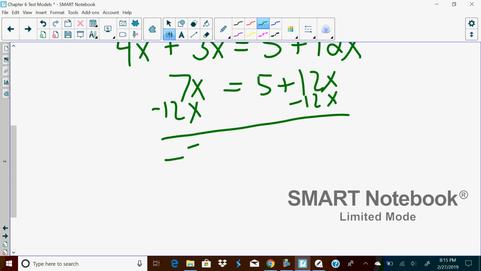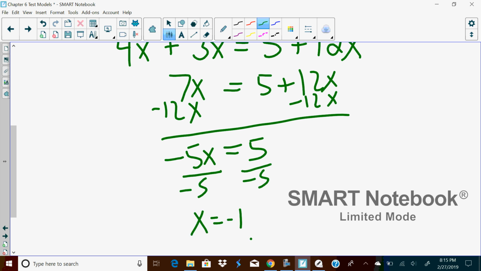So I'm going to get -5x equals 5. Last step, divide both sides by -5. So x equals -1.